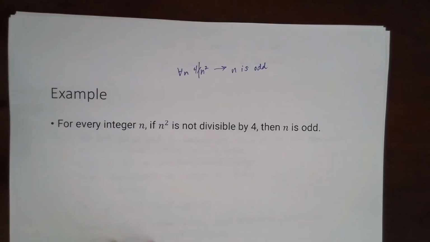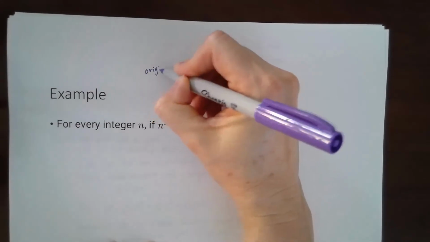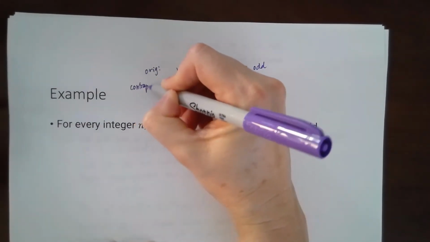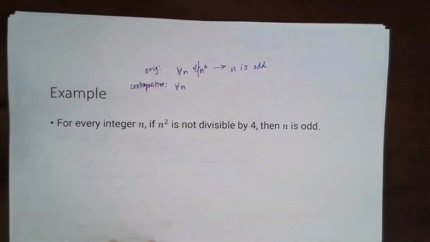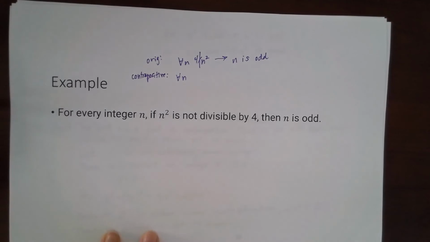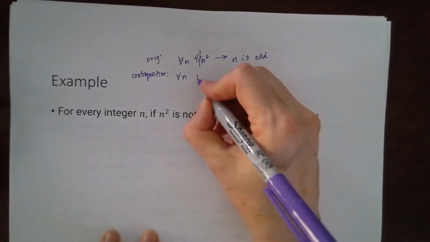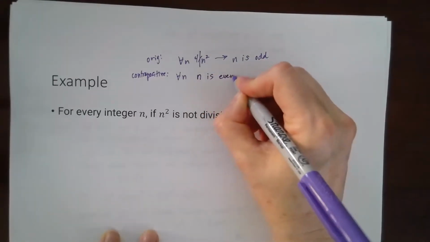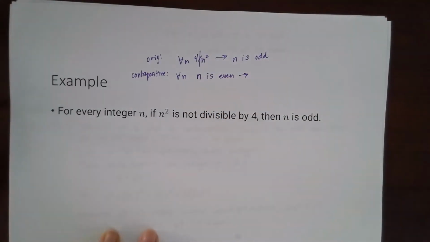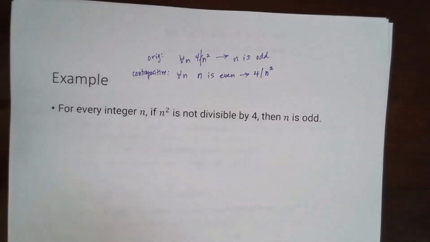So that's our original statement. So we would like to rewrite that as the contrapositive. So this is the original. Let's look at the contrapositive. Okay, so how would we write the contrapositive of that? If n is odd, n is even, then 4 divides n squared. Okay.